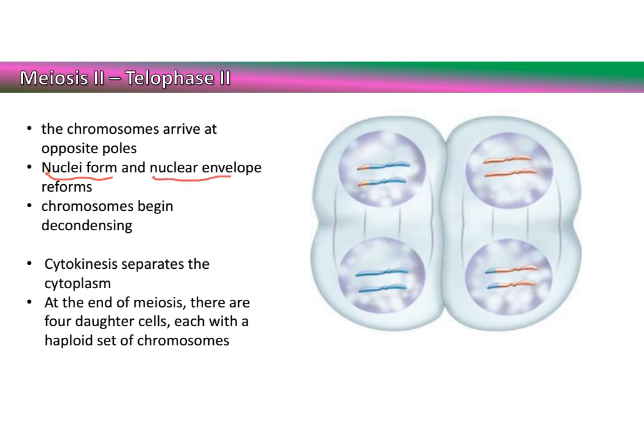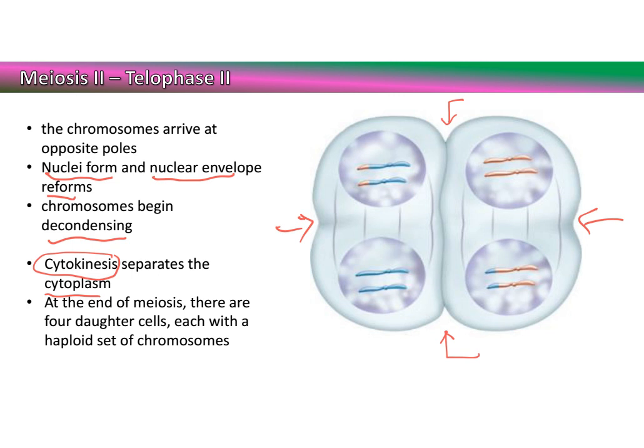Nuclei will form, the nuclear envelope reforms, and the chromosomes begin to decondense as well. Cytokinesis will begin to split the cytoplasm into 2. Take note that this one was actually from meiosis 1. Sometimes in pictures you will see it like this, which means that meiosis 1 has completed. It doesn't mean that you don't get 2 daughter cells. Now the cleavage furrow will form this way, and in doing so, you split the whole cell into 4 daughter cells. So diagrams may differ a little bit.